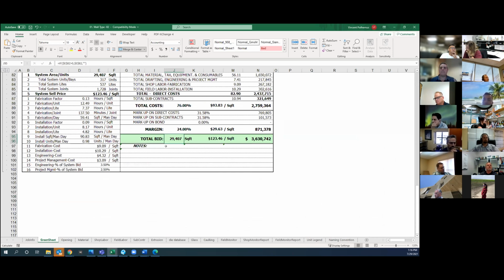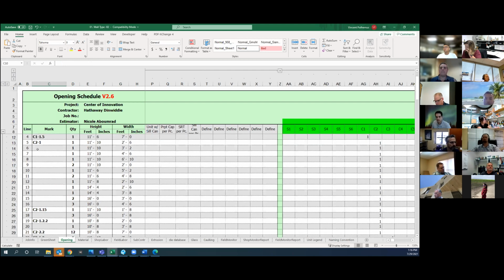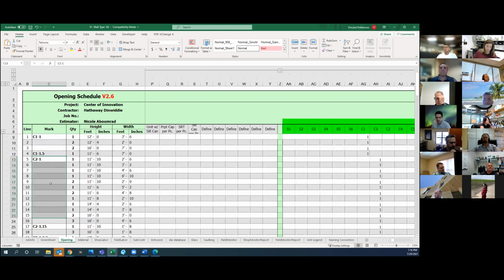When we're going to the customer and going, hey, this system has 29,000 feet, and because of that footage, that's what creates that price per square foot. All of that's driven by these sizes that she put in here. So yeah, when you see the blanks, it just means these are also C1-1s. We just have one of that type. These are all C2-1s, and so on and so forth.